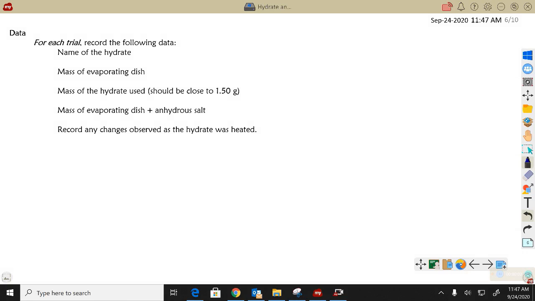All right, let's go through some virtual lab data. So the name of the hydrate that I chose was copper sulfate. I'm going to write it like this. I get that it says the name, but I'm going to write copper sulfate dot question mark waters. And that's the whole purpose of this lab, to figure out how much water was embedded amongst the copper sulfate crystals.